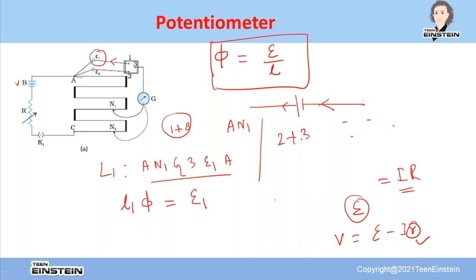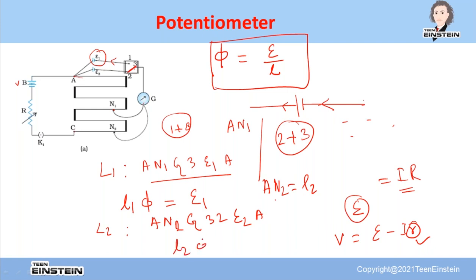If I connect like this, now the cell 2 is connected to the circuit. Now I'll see for loop 2, that means now your null condition is AN2. The loop goes AN2, N2, then to G, then 3 to 2, then cell E2, then A. This is the path of the loop. If this length AN2 is L2, so L2 into phi is the potential drop, which is equal to the EMF of the battery, that is E2.